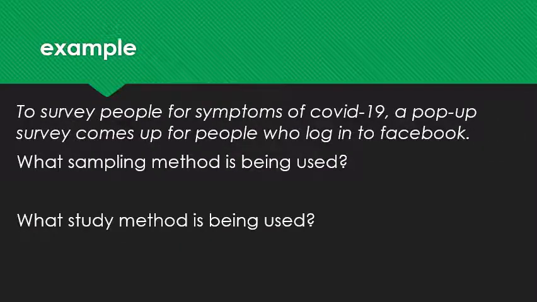All right. So here's an example: to survey people for symptoms of COVID-19, a pop-up survey comes up for people who log into Facebook. This happened to me. I got one of these. What sampling method is being used, right? This one is actually a convenience sample. I'm a math teacher for a reason, you guys. Convenience. It's a convenience sample because when people log on to Facebook, it pops up, right? It's convenient. And then what study method is being used? This one is a survey.